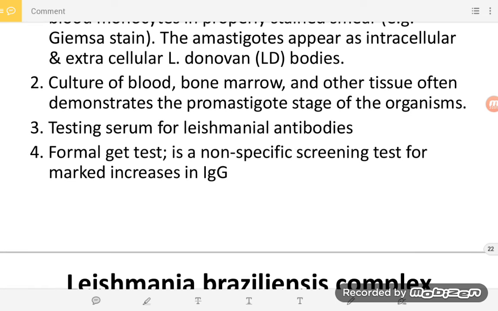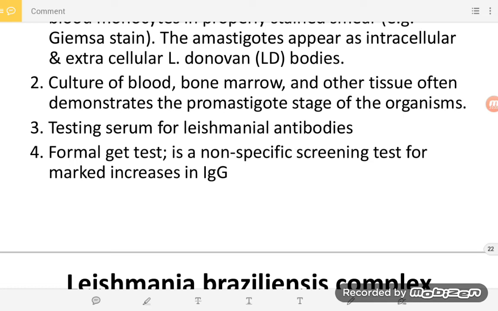Then the next method is culture of blood, bone marrow or other tissue, whichever is the possible specimen. By using that specimen we can culture, and in the culture we can see the promastigote form. For example, in MCQs they may ask whether in culture we can see the promastigote form or amastigote form. So you should know which stage we can observe or demonstrate in culture.